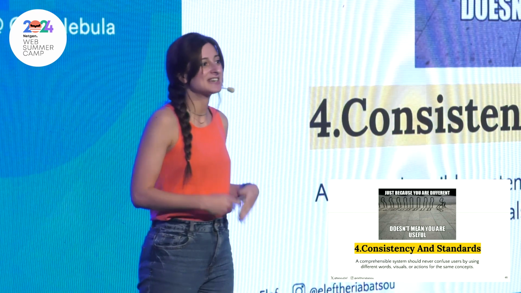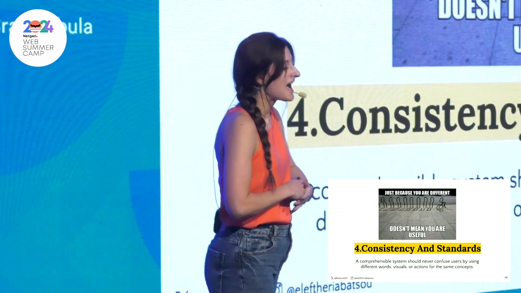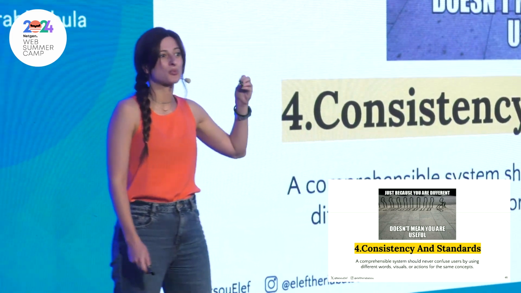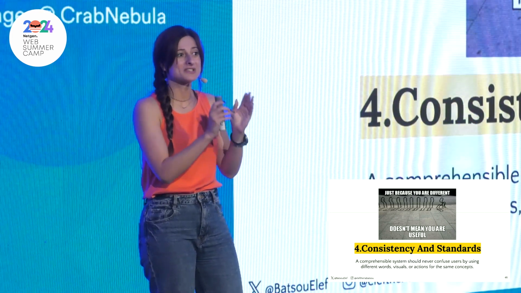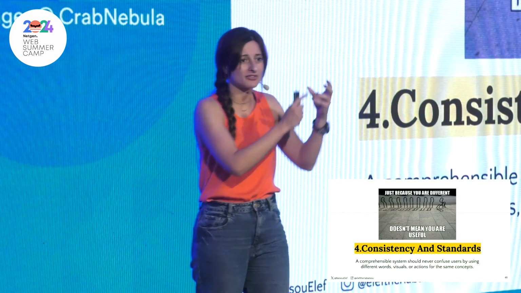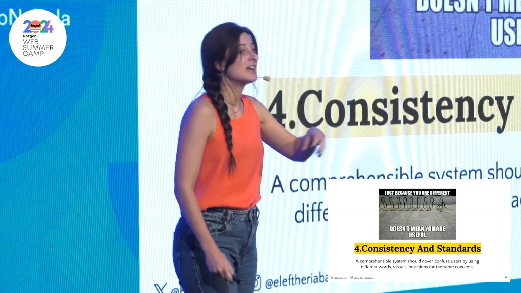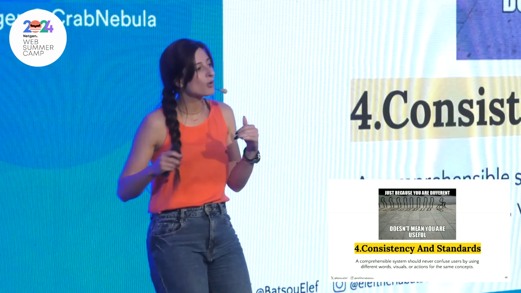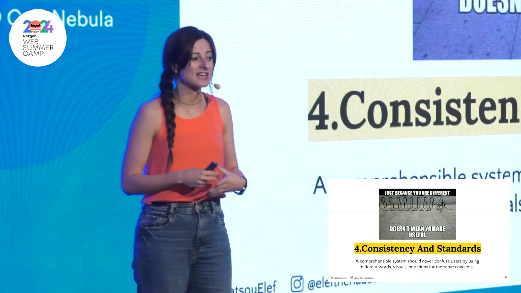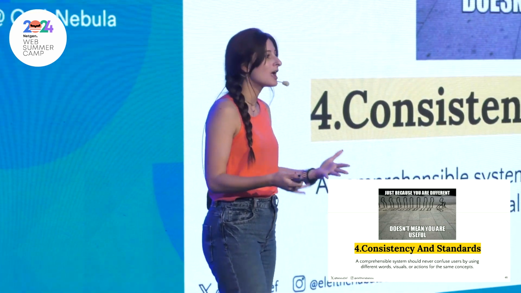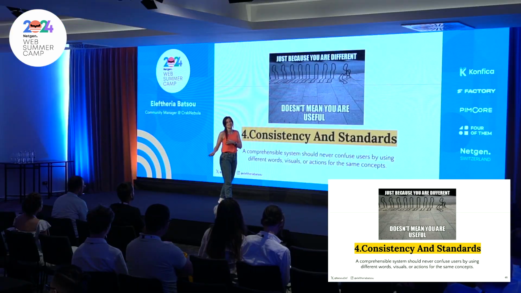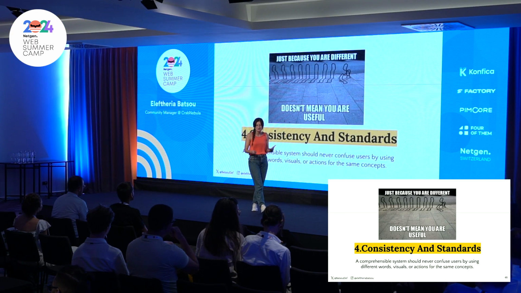Now, the fourth rule is consistency and standards. Just because something is different, it doesn't mean that it's also useful. Keep some things always the same in your product. If you have a delete action, always use the same word. For example, delete, not delete and then erase. If you have an icon of a bin, always use the same icon. If you have a couple of colors, always use the same couple of colors. Don't try to change everything. And I know that you have heard those things before, but trust me, there are a lot of products, a lot of apps these days that still don't have these basic principles.